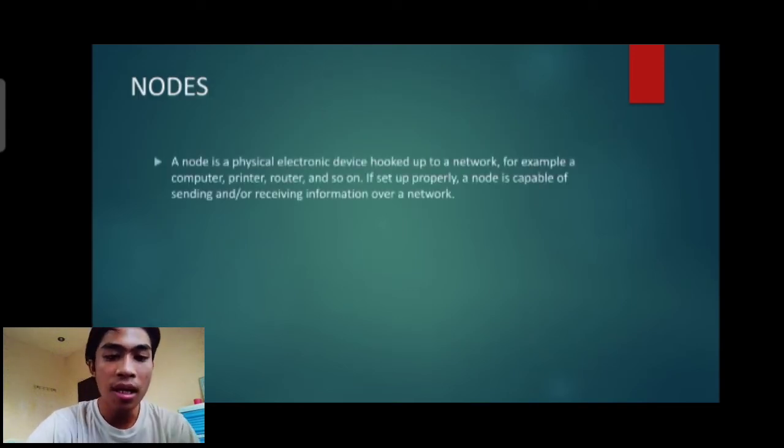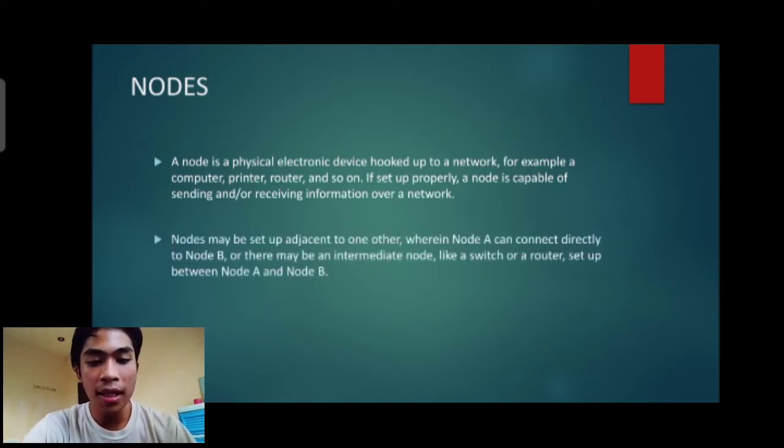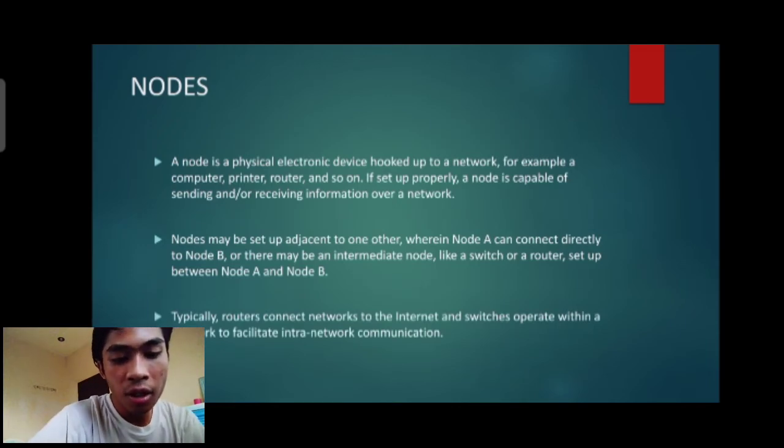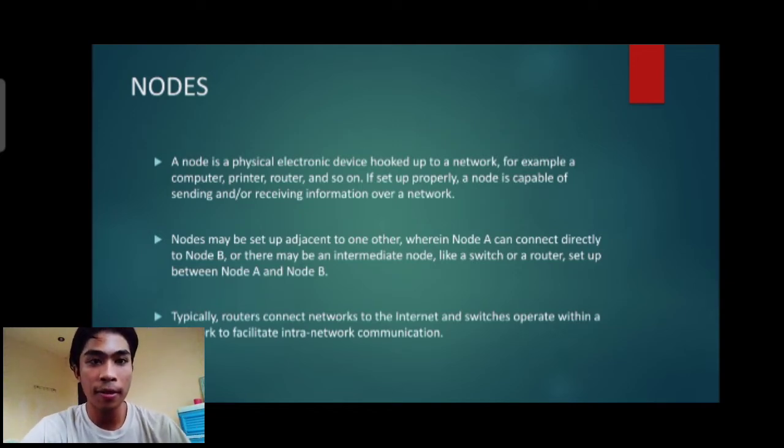Nodes. So what are nodes? A node is a physical electronic device hooked up to a network, for example, a computer, printer, router, and so on. If set up properly, a node is capable of sending and/or receiving information over a network. Nodes may be set up adjacent to one another, where node A can connect directly to node B, or there may be an intermediate node like a switch or router set up between node A and node B. Typically routers connect networks to the internet, and switches operate within a network to facilitate intra-network communication.